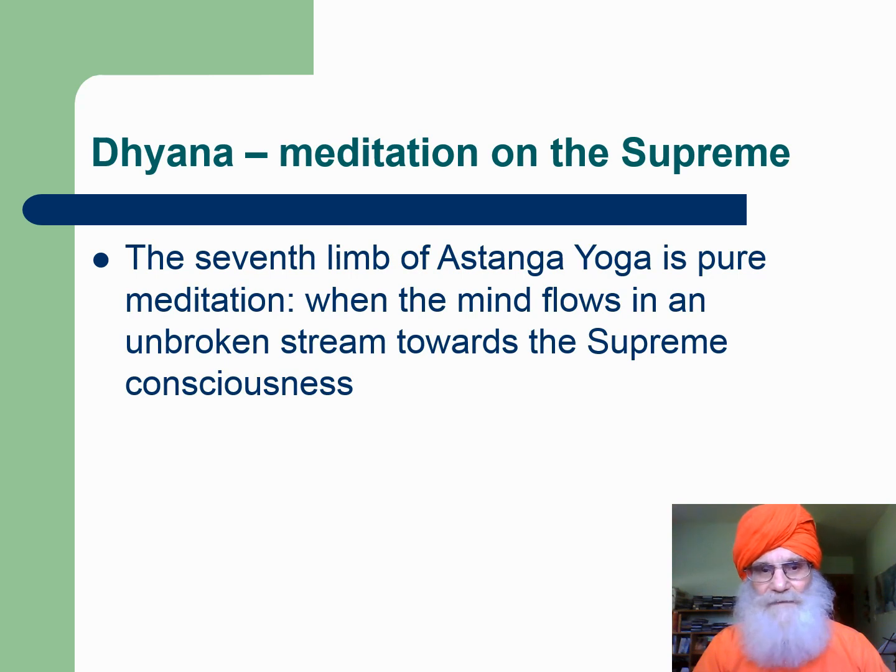So it's Dharana, and now we go to Dhyana. Dhyana is meditation on the Supreme, and Dhyana actually is the Sanskrit word for meditation. That's why Dhyana, when it went to China, became Chan or Jan, and when it went to Japan, it became Zen. But they all have the same root in Dhyana, whether it be Chan or Zen or Dhyan. It comes from that Sanskrit word. Dhyana is the 7th limb of Ashtanga Yoga, and it means pure meditation, when the mind flows in an unbroken stream towards the cosmic consciousness. This is what we call Dhyana.